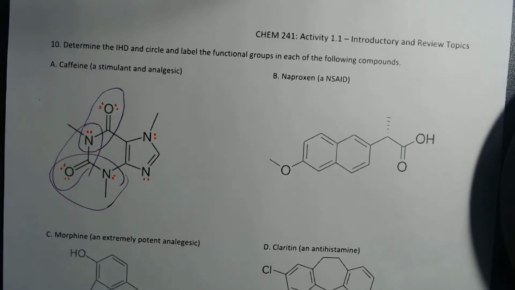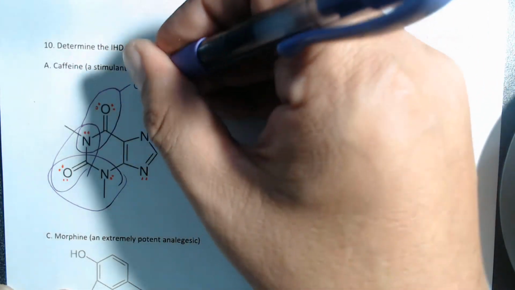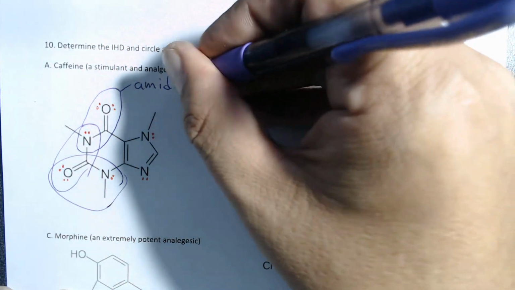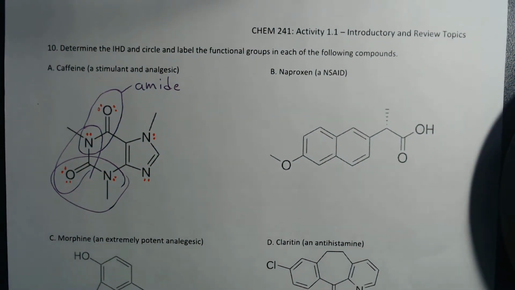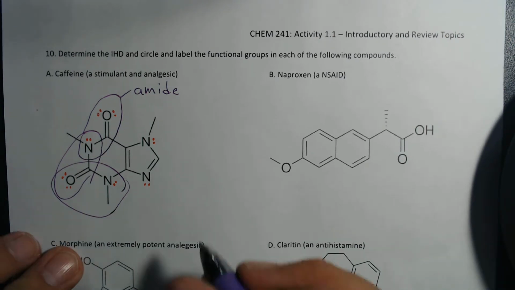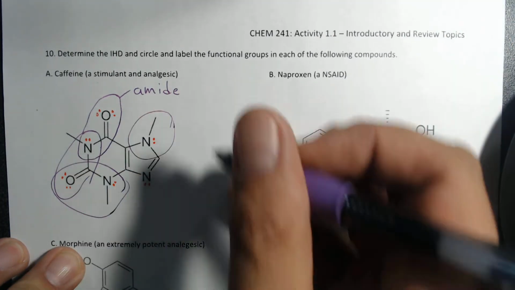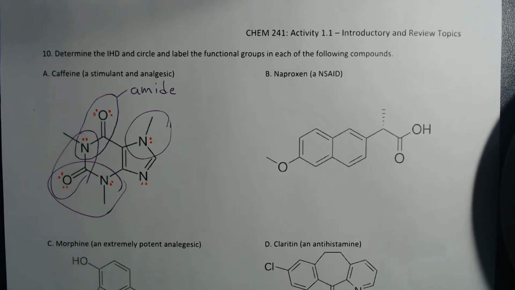Which functional group is it? It's the amide. So all 3 of those are amides. And what was the other name that I mentioned about those? Peptide was the other name. Okay, and then what about this piece right there? What is that? Amine. And it is an amine.